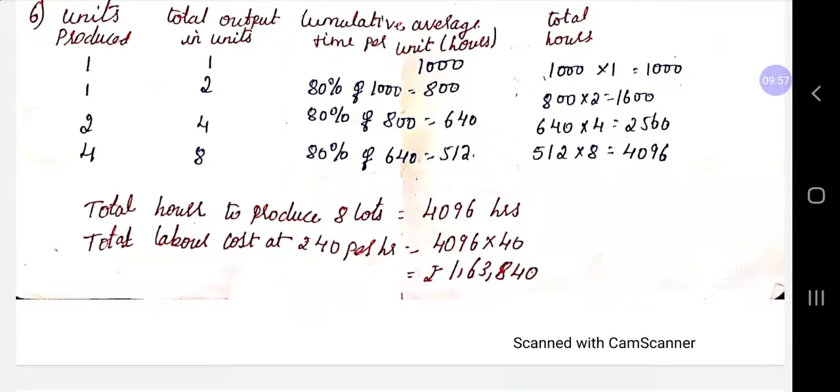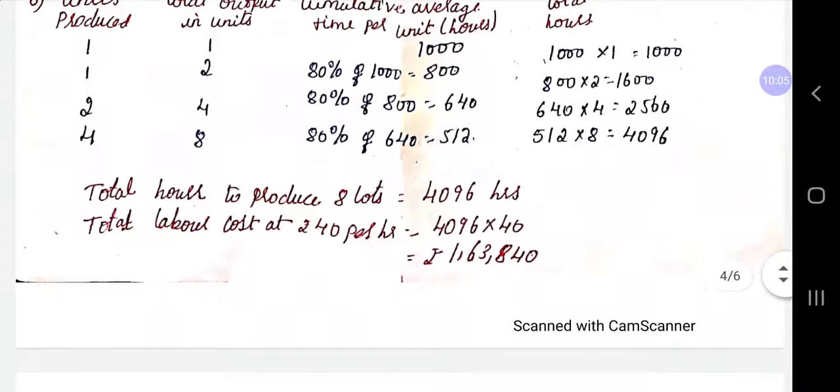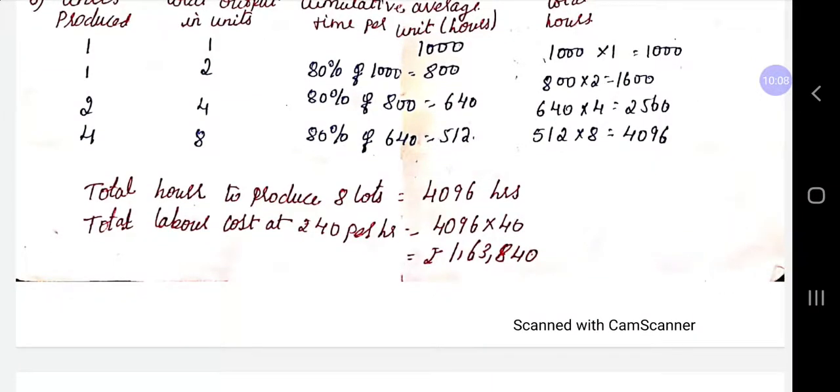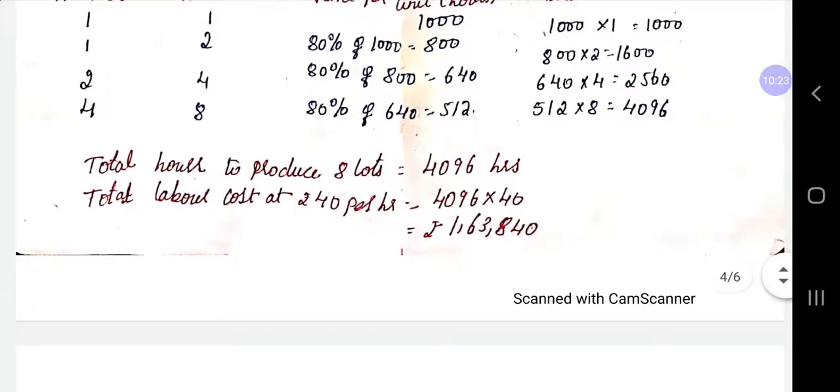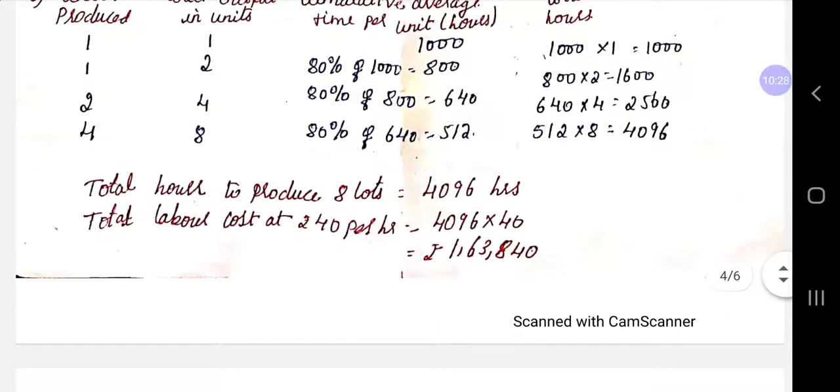Next, bring that 4 to the total produced. So 4 plus 2 plus 1 plus 1 you will get 8. The total number of lots is 8. When you add like this, you will get your maximum output. So 80 percent of 640 is 512, and 512 into 8 you will get 4096. So for 8 lots they are producing 4096 hours.